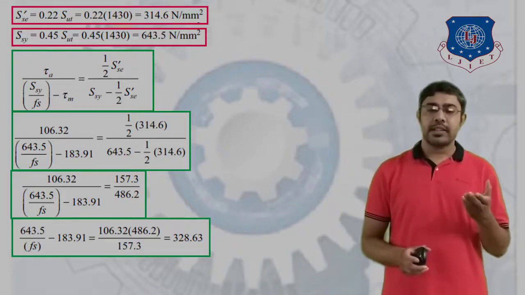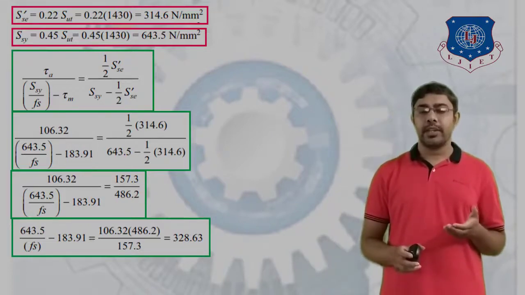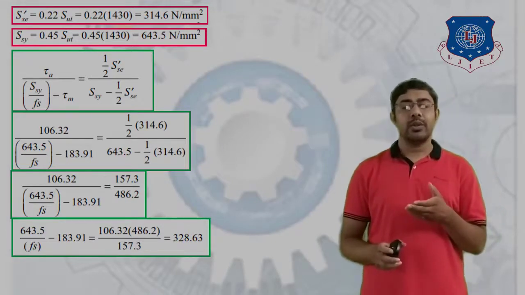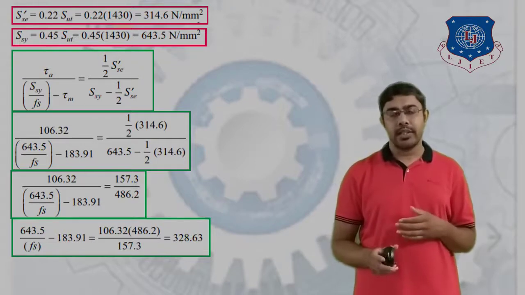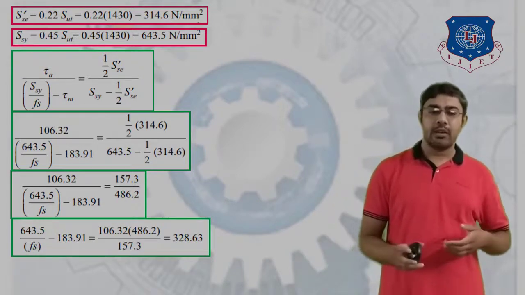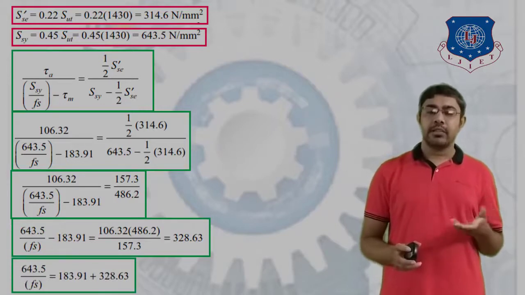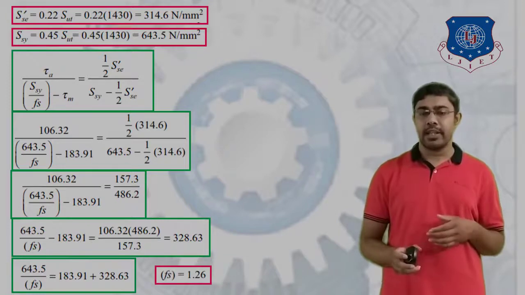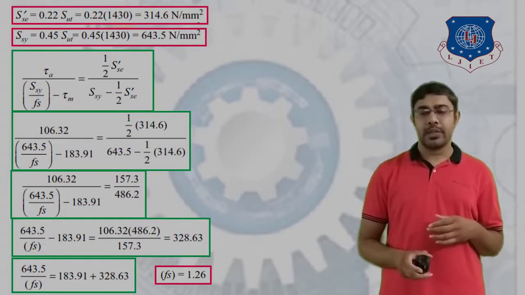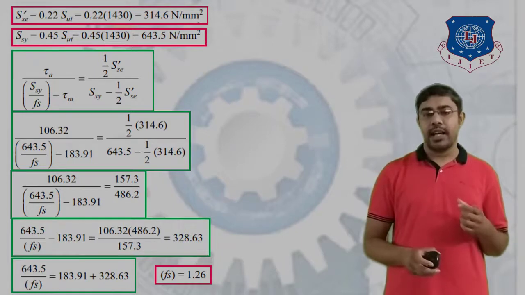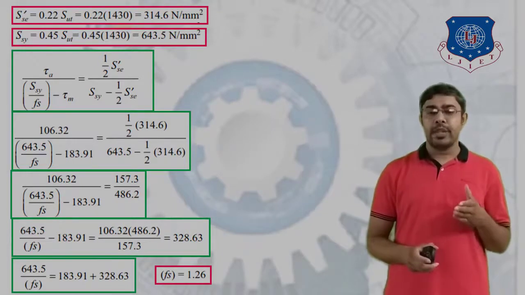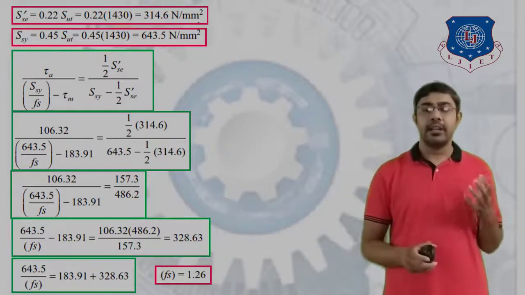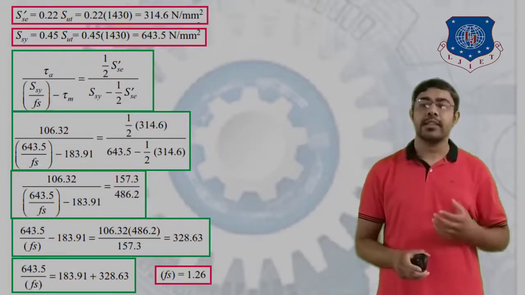So now 643.5 upon factor of safety, minus 183.91, is equal to 328.63. So we can calculate the factor of safety, and if we simplify, we get the factor of safety equal to 1.26. So this is our required answer. The factor of safety is 1.26 according to the given design data and subjected to fluctuating stresses.